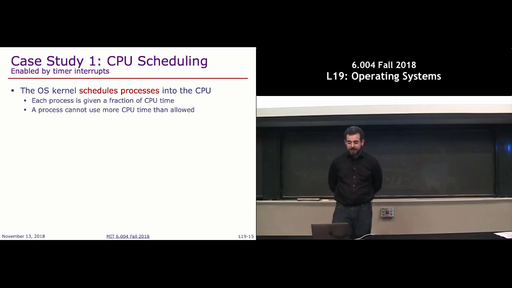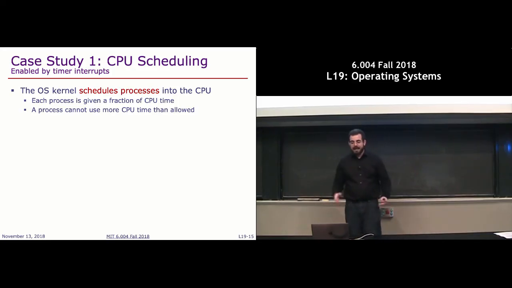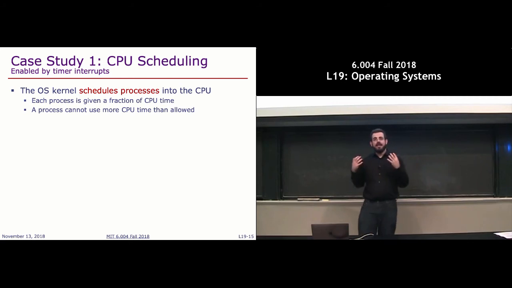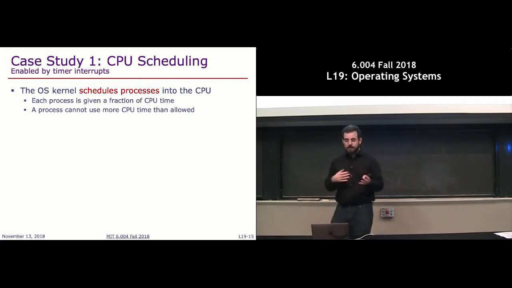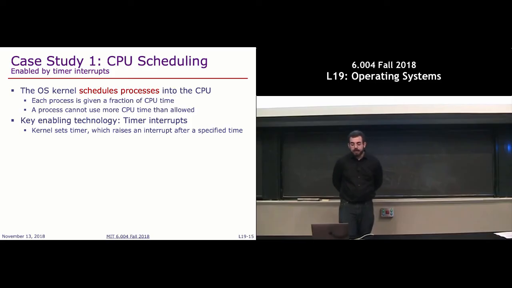The first application, the first case study, is essentially this scheduling feature that I mentioned before, right? As I said, one of the key features of the OS kernel is that when you have more processes than CPUs, it needs to split or slice the CPU across processes. Each process is given some fraction of the time on the CPU, and it cannot take more time than it is given. The enabling technology for this is just a timer. It's what we call timer interrupts.